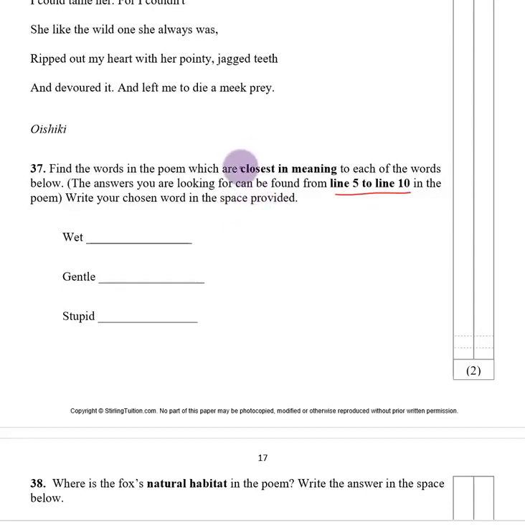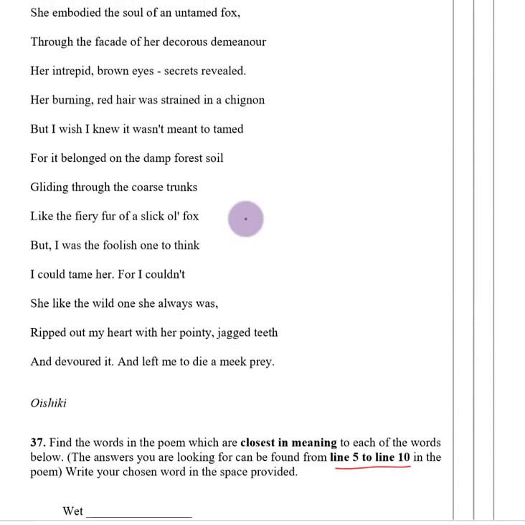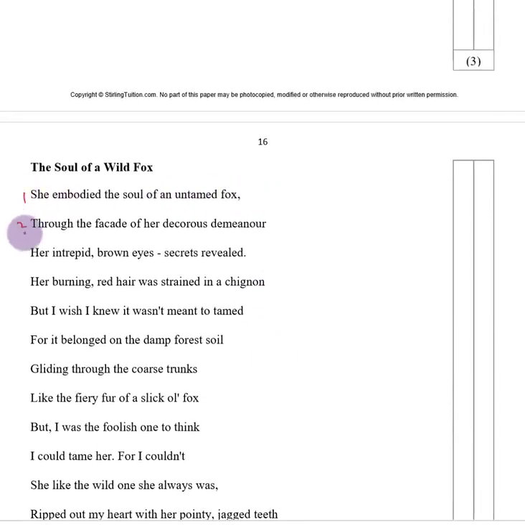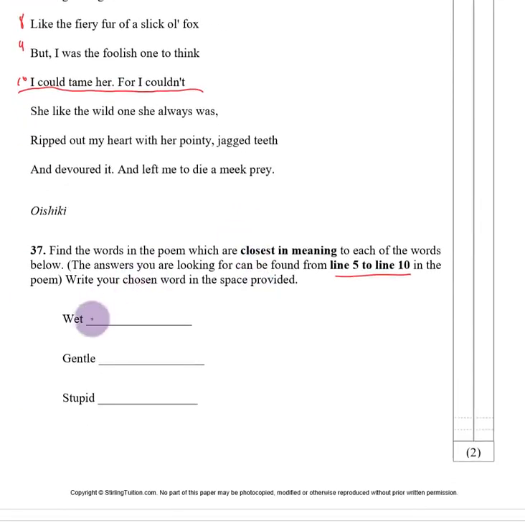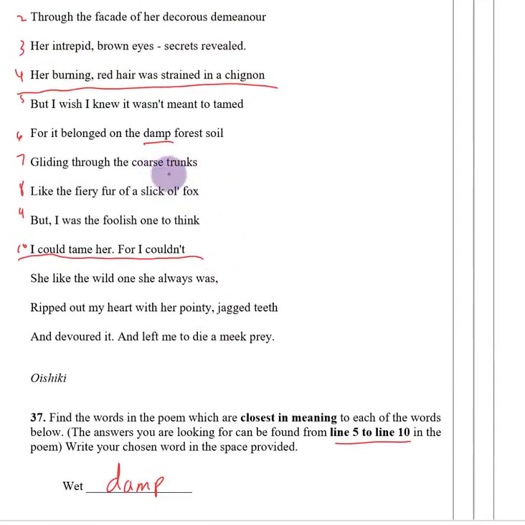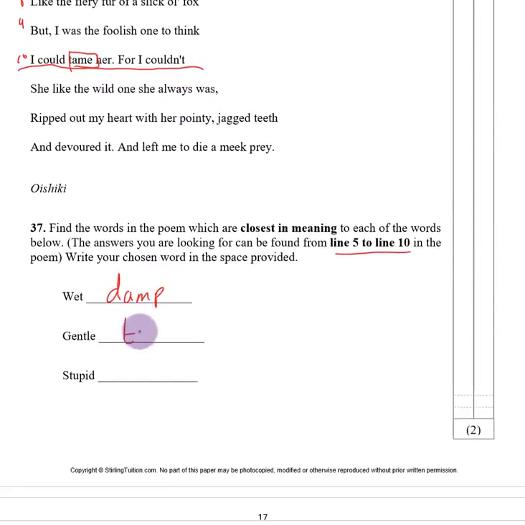So we need to find another word between line 5 and 10 that means wet. So this is 1, 2, 3, 4, 5. So it's between this line and 6, 7, 8, 9, 10. So it's between these two lines. So a word that means wet, it's actually this word damp. So if something's damp, it means it's wet. Okay, the second one, we're looking for a word that means gentle. And it's actually tame. If something's tame, it means that it's gentle. And then stupid, you'll probably see it up here, foolish. So those would be the 3 words that you would be after.